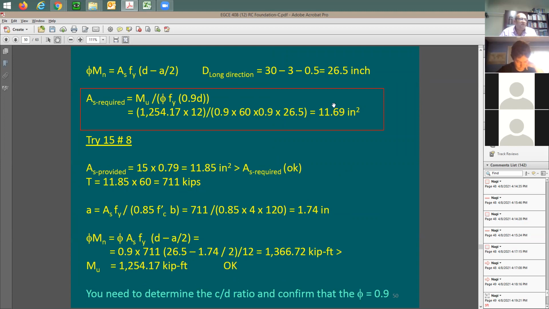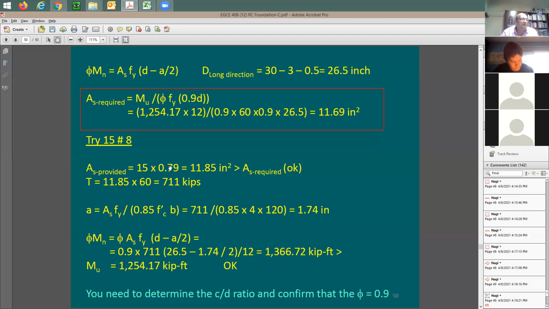You can try any other numbers. It's going to be up to you. You can use number 9s. You can use anything else. I mean, nothing's wrong with that. You can even try a lower value. You don't really have to cover this. You can try maybe something that gets you here 11 square inches and see what phi Mn you're going to be getting. Having a quick spreadsheet to help you out in this is going to be perfect because you can do it fast.